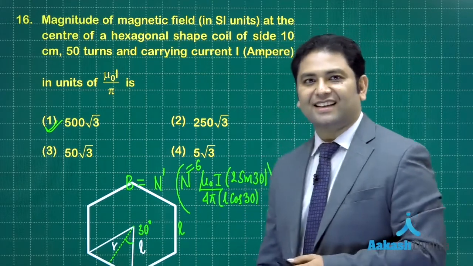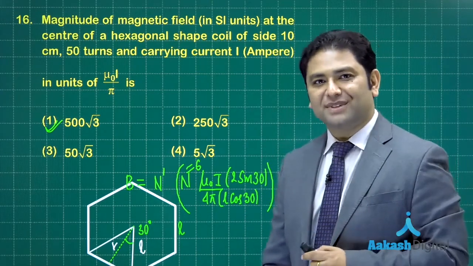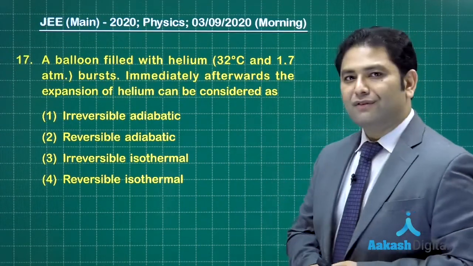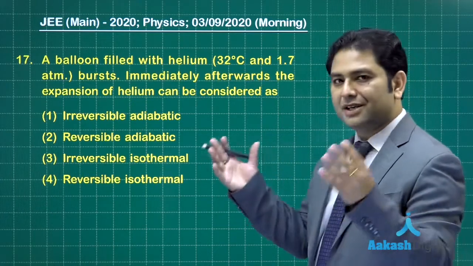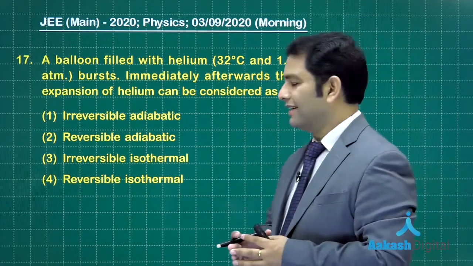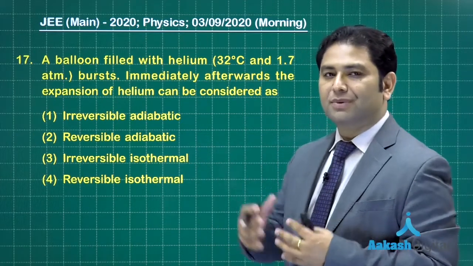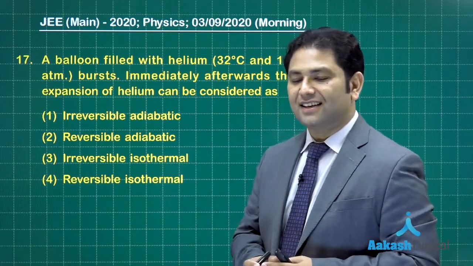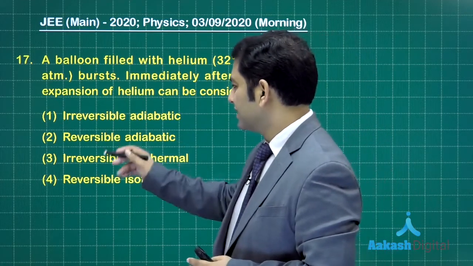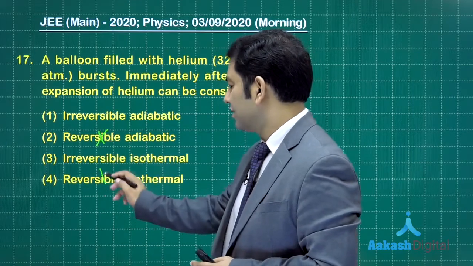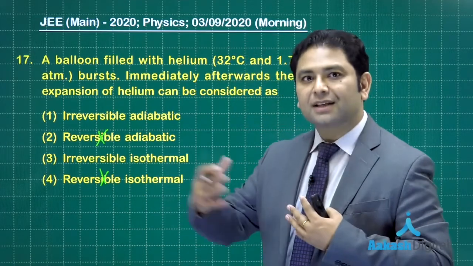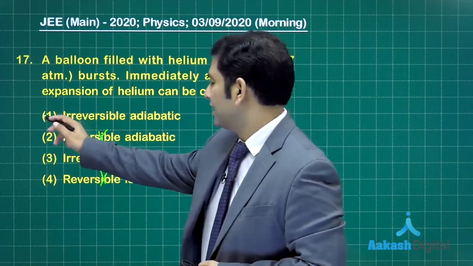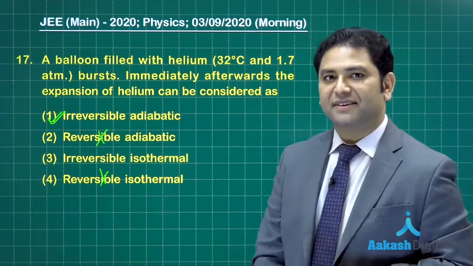That was about 16. Now let's go with question number 17. A balloon filled with helium suddenly bursts. Now you need to understand there's a sudden process, so there would be dissipation involved. It's not a quasi-static process. Therefore, there's no option of reversible at all. So this option and this option would be eliminated. And with a sudden bursting, there would be no time for exchange of heat. So that's going to be irreversible adiabatic.